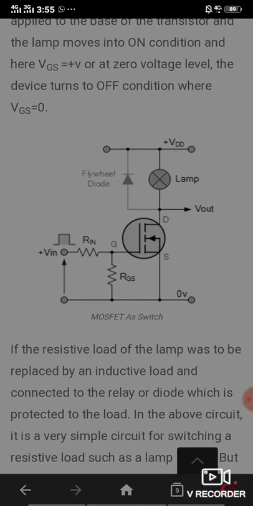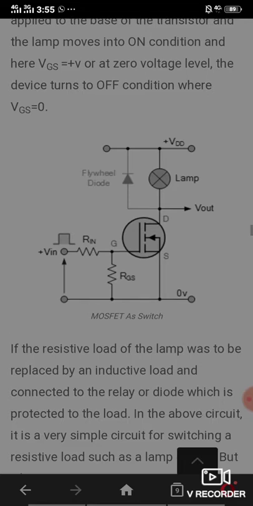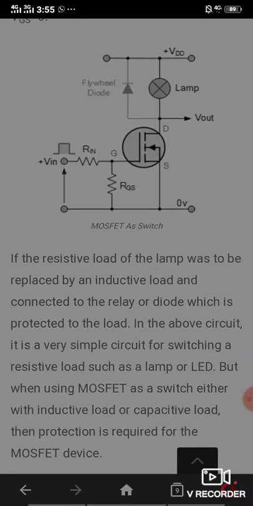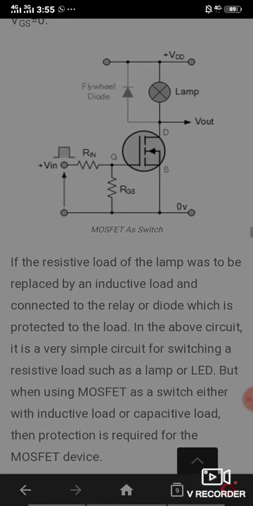If the resistive load, the lamp, was replaced by an inductive load and connected to a relay diode, which protects the load. The above circuit is very simple for switching a resistive load such as a lamp or LED. But when using a MOSFET as a switch with an inductive load or capacitor load, protection is required for the MOSFET device.